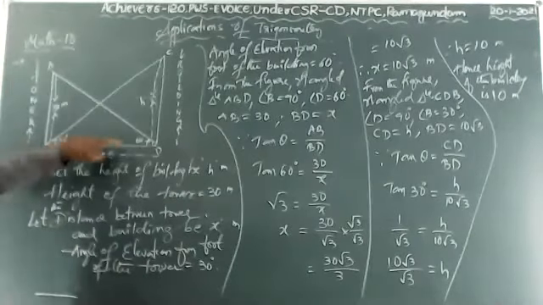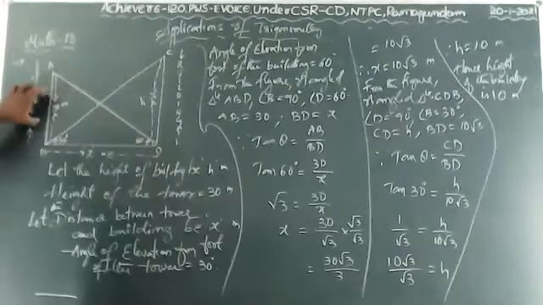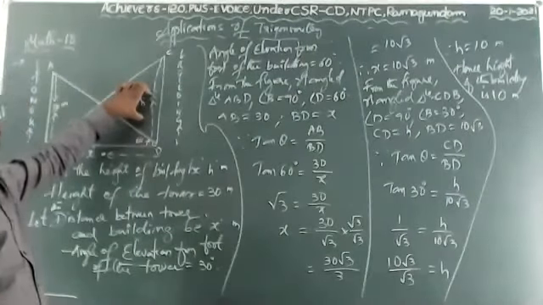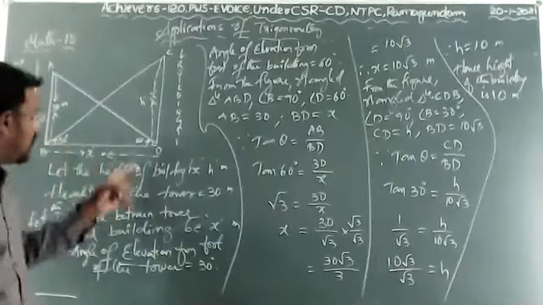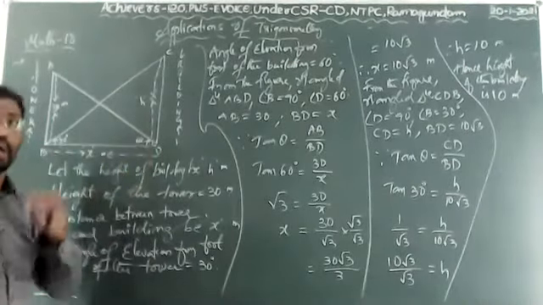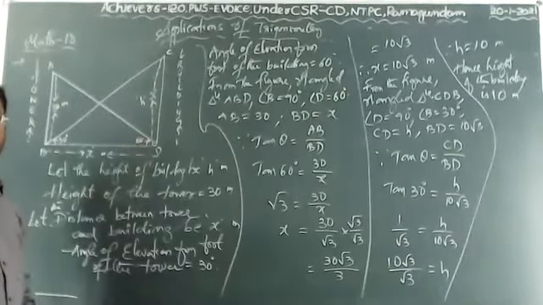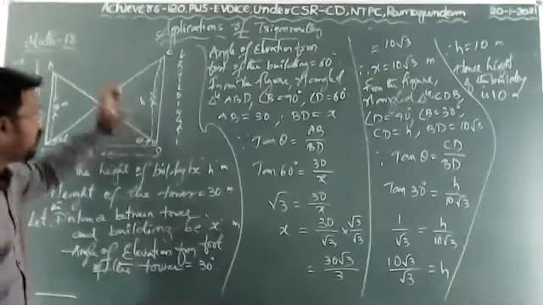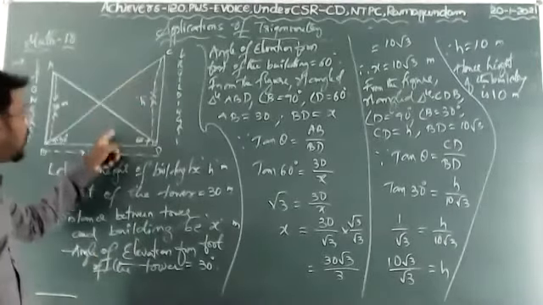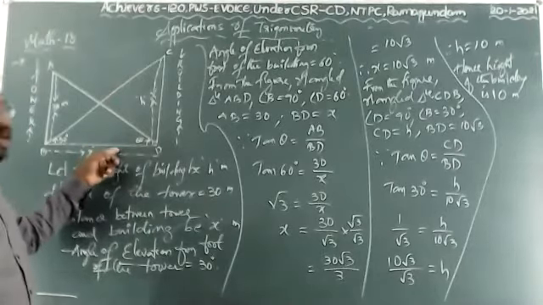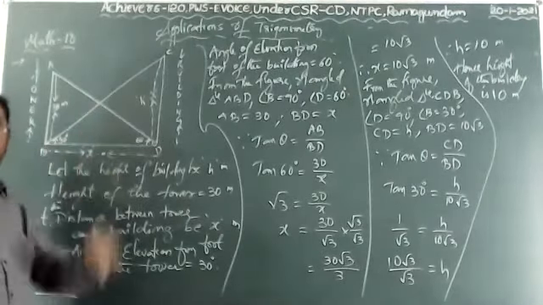So that is 30 degrees, 60 degrees, and the height of the tower is given as 30, and the height of the building we have to find. We don't know the distance between the tower and the building, and he is also not asking. But if you want to find this height, this width, the distance between the tower and the building, is required.